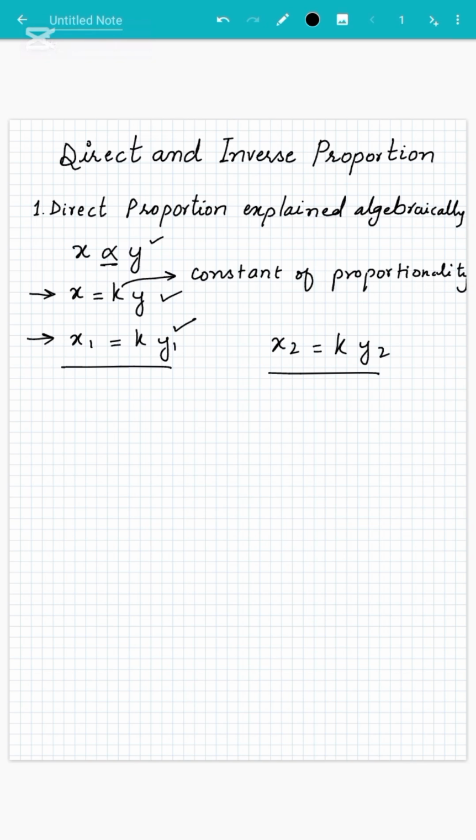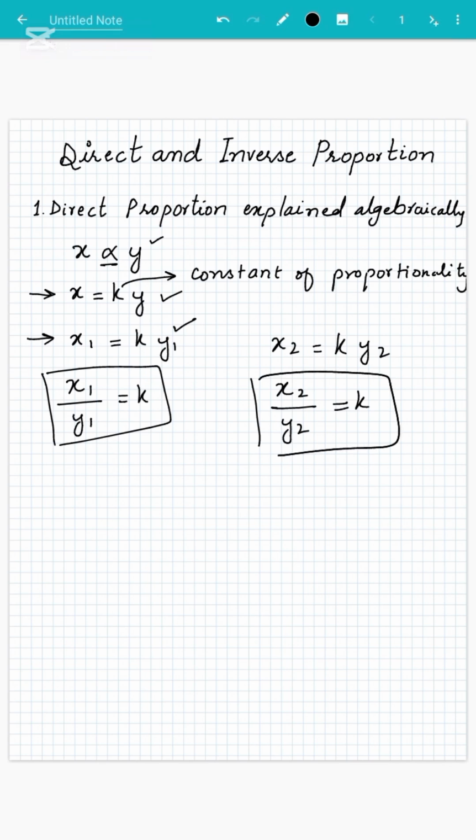Let's talk about k. If we bring y to the left hand side, it will become x1 upon y1 equals k. All right, and in the second scenario also, if we bring y2 to the other side, it will become x2 upon y2 equals k. In both scenarios, in the same situation, you see that x1 upon y1 equals k, and x2 upon y2 also equals k. So hence, we can say that x1 over y1 equals x2 over y2.